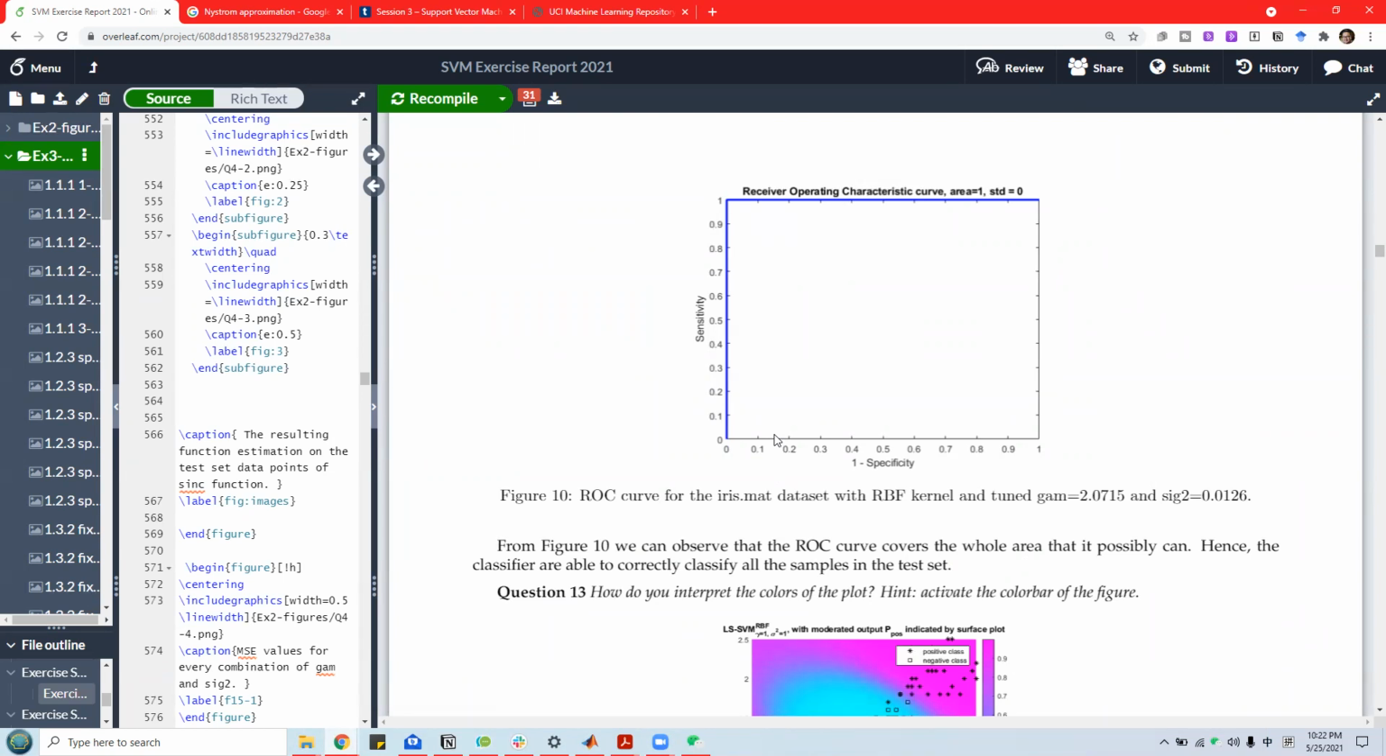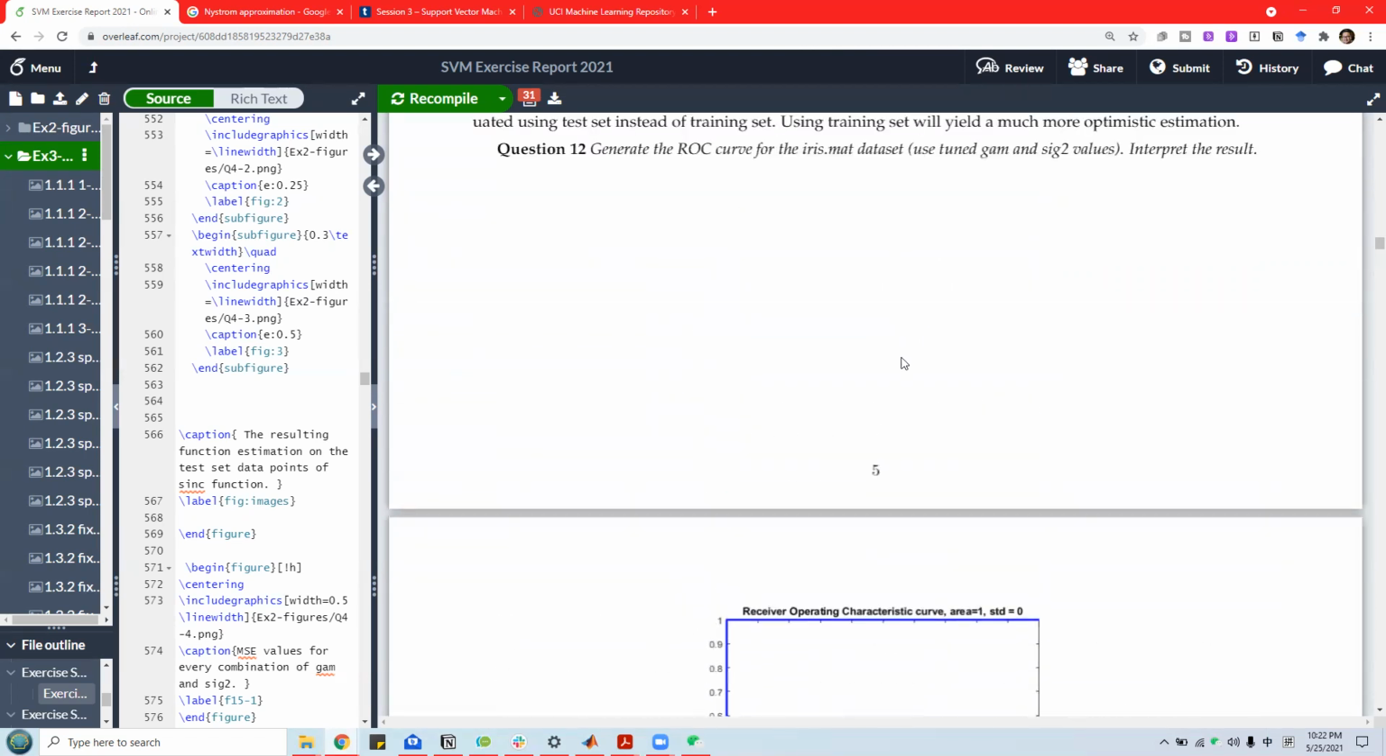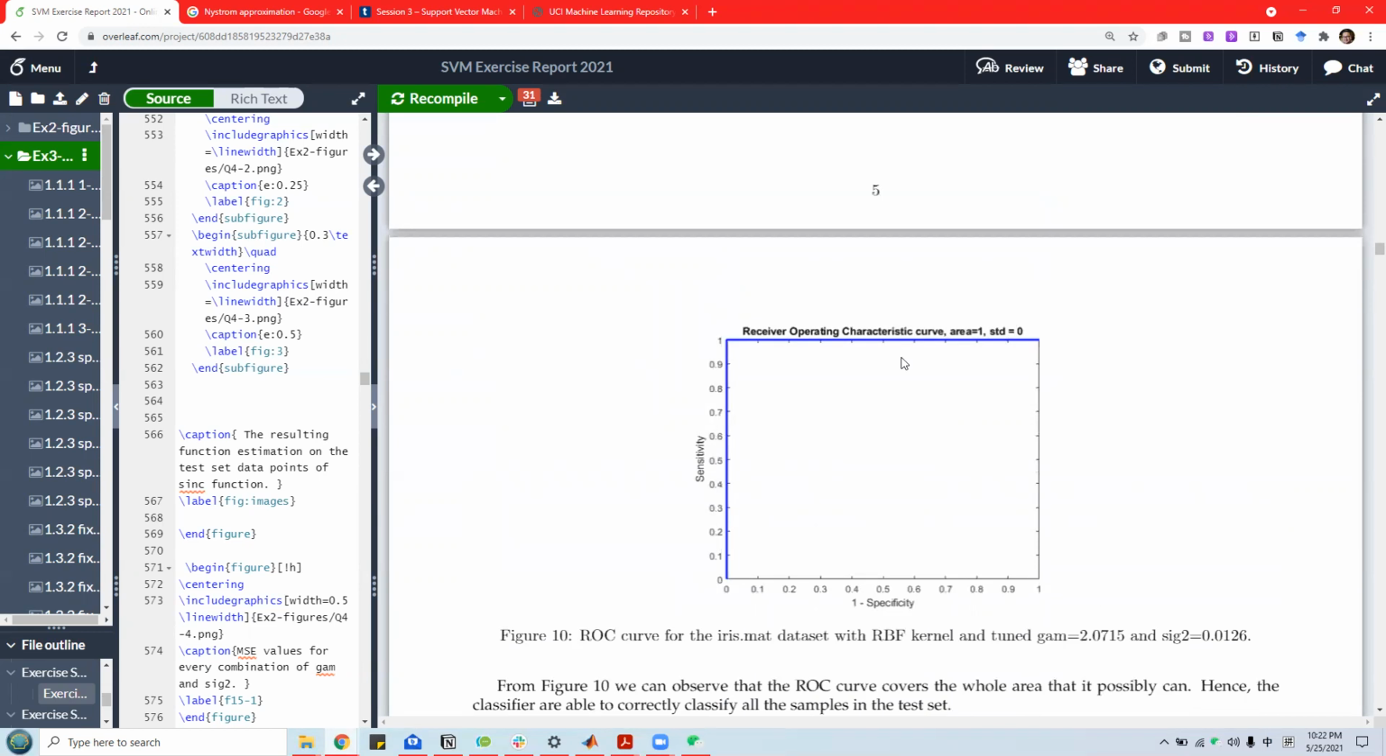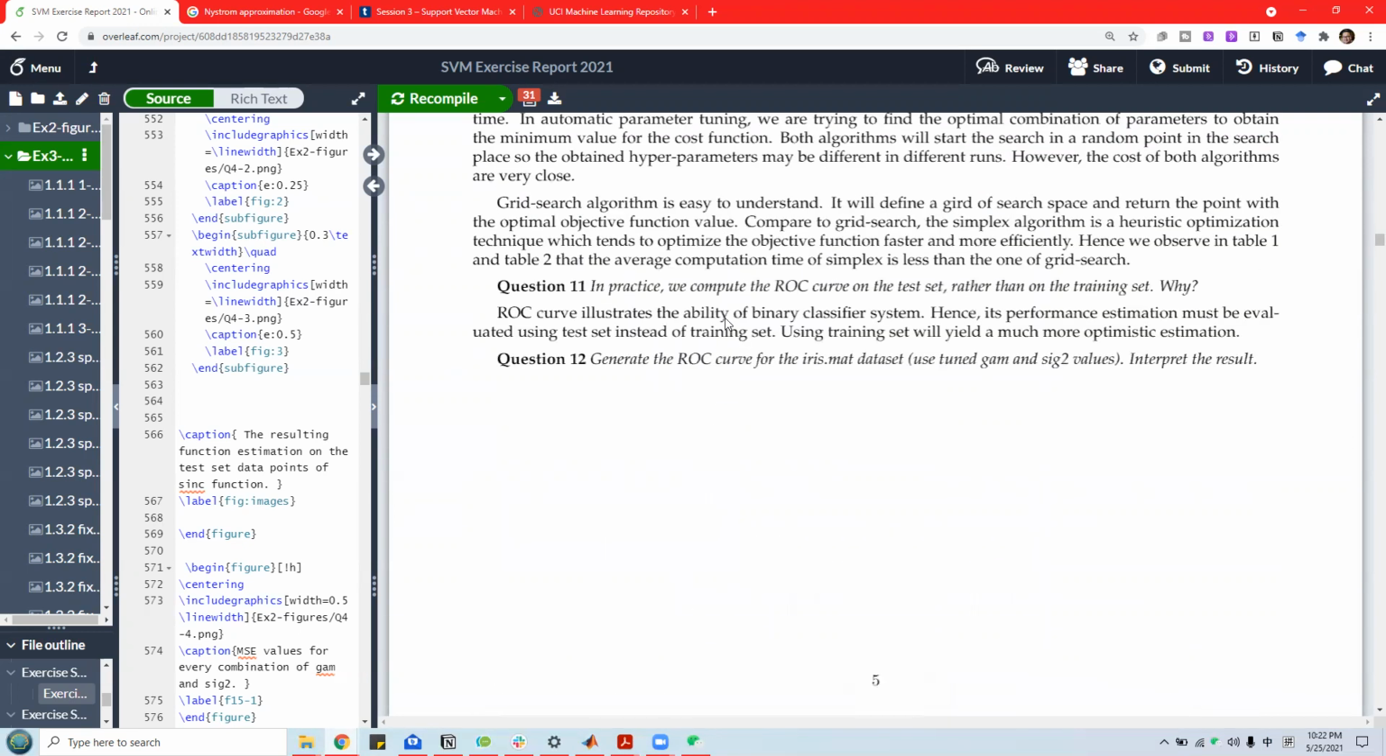Yeah, I got the same thing, so I thought it was just correct. If you interpret this, a diagonal line means it's a random generator. And in some cases, you get some curve like this. And if it looks like this, it means you cover all the area, meaning you can do all the classification correctly, right? Yeah, but intuitively, you shouldn't get such an ideal case in real life, right?